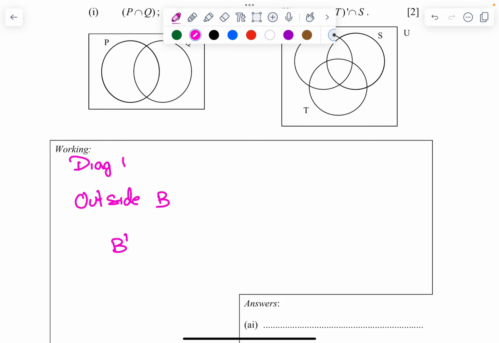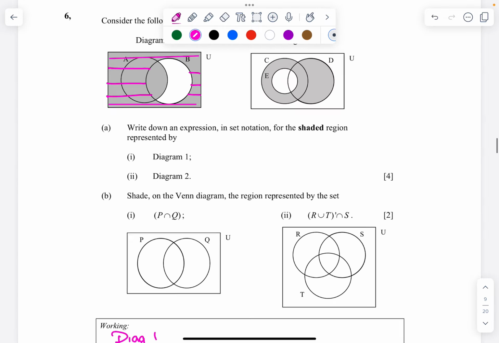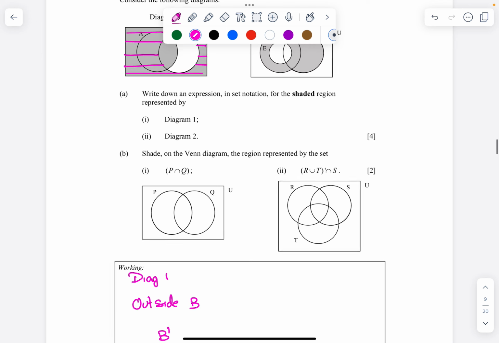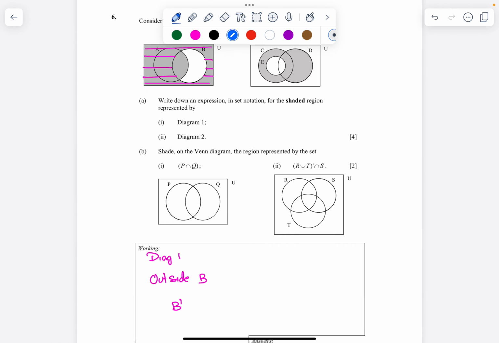Outside B is called as nothing but what? B complement. But again, we can see that once I did that one, B complement, this part is missing. This part we need to add, this blue color region. So it is going to be plus. Plus in mathematical language is union. And what is that blue B part? A intersection B. So B complement union A intersection B. That is the common part between A and B. So that's going to be for diagram 1.